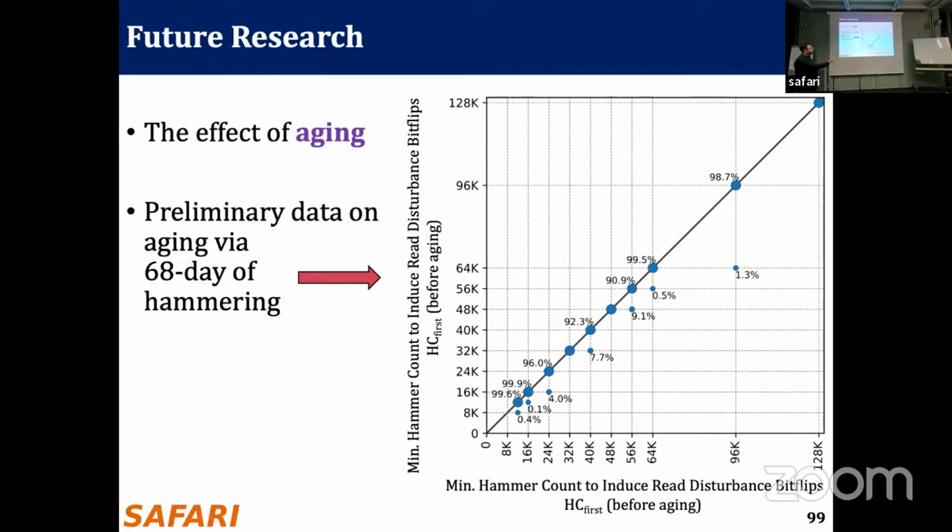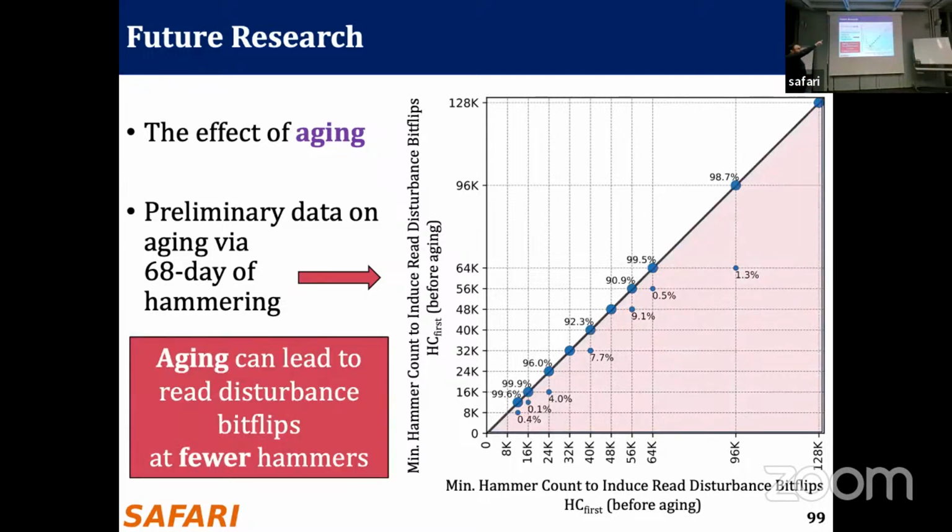On the x-axis, we have the minimum hammer count to induce disturbance bit flips, or HC first, before aging. And on the y-axis, we have the same parameter after aging. This black line shows y equals x. So the points over there show that the result is repeatable after this aging. But there are some points in the triangle below, and these rows show that by aging, it's possible to reduce HC first.